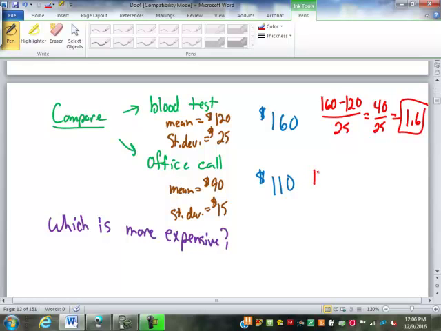For the office call, the cost is 110 minus the average of 90 divided by 15 is our standard deviation. 110 minus 90 is 20. Divided by 15 is 1.33. Cost of an office call is 1.33 standard deviations above the national average. Any questions on that?